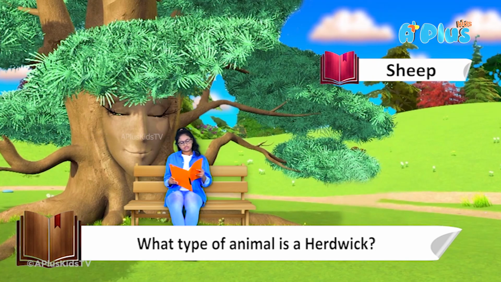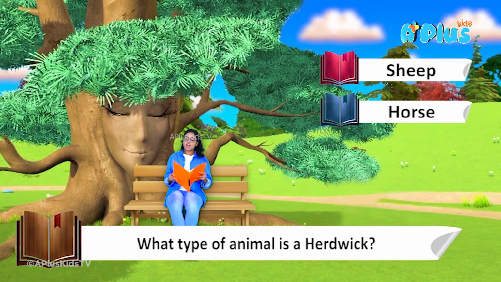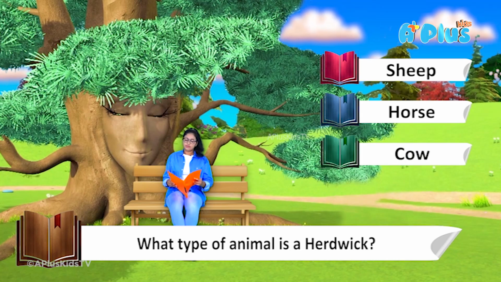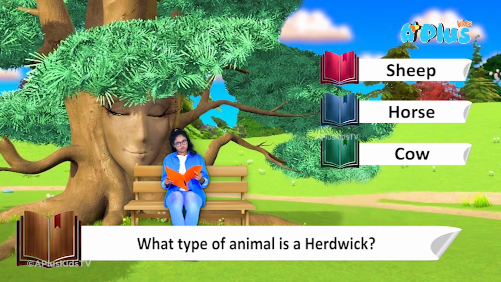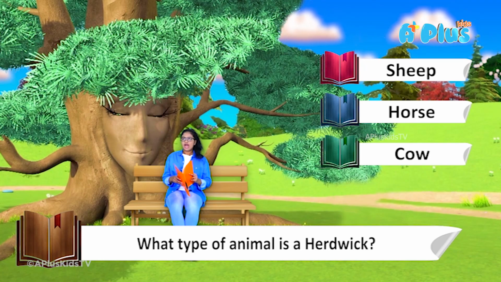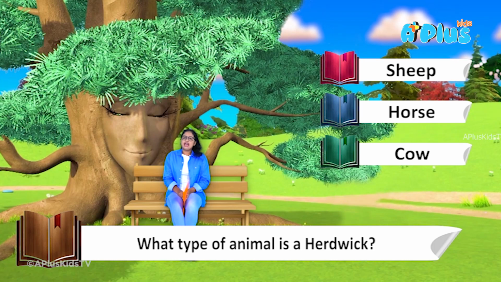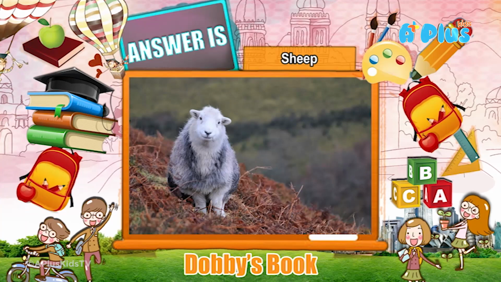Option number 2 is horse. Option number 3 is cow. Option number 1 sheep, option number 2 horse, option number 3 cow. As I told you earlier also, I guess it's sheep. So let's just have a check on the answer. The answer is sheep.